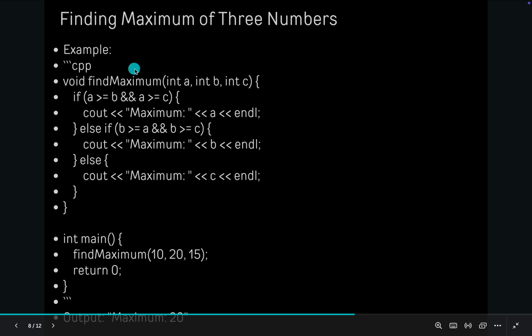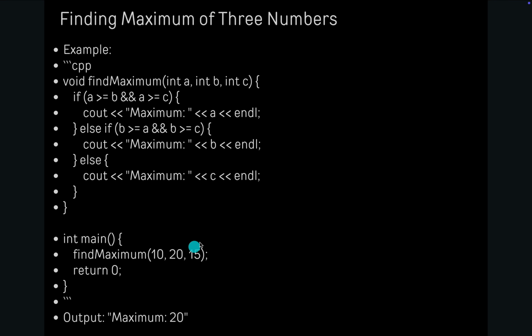Okay, so finding the maximum of 3 numbers. Basically your task is something like this: someone will give you the input 10, 20 and 15, 3 numbers are given, and your task is to find out which number is the maximum number. So how do you do it? Here the answer should be 20.